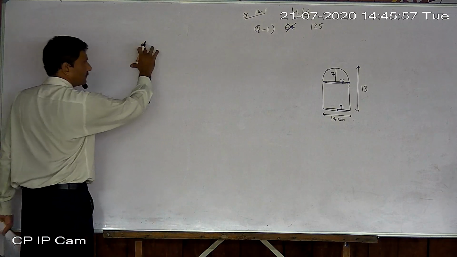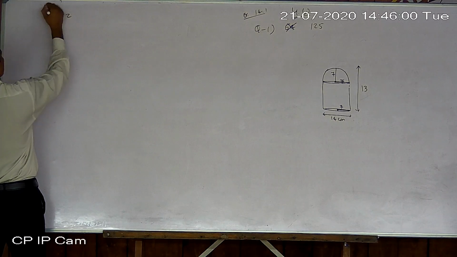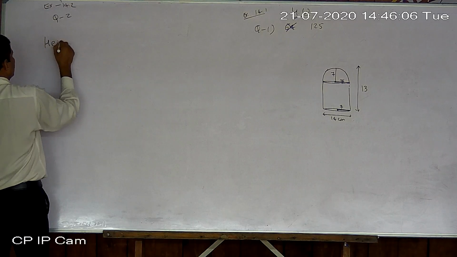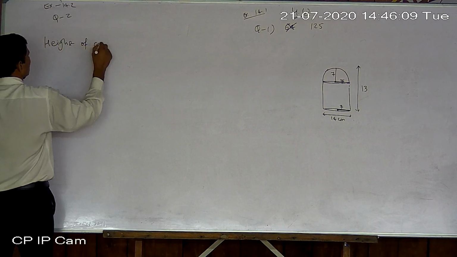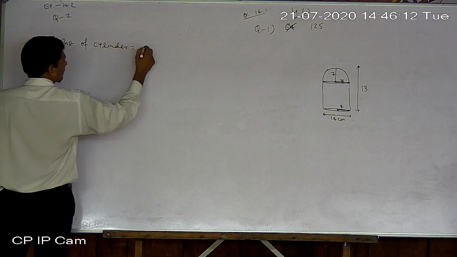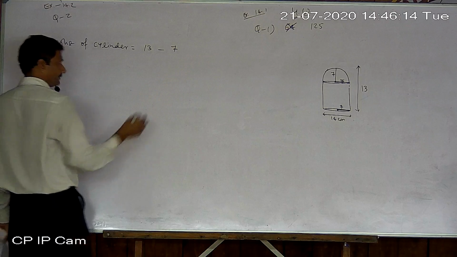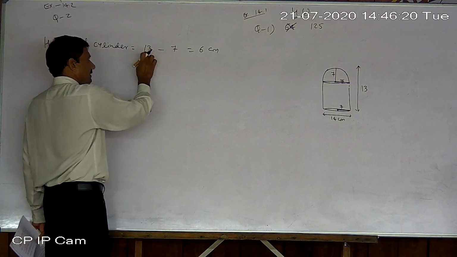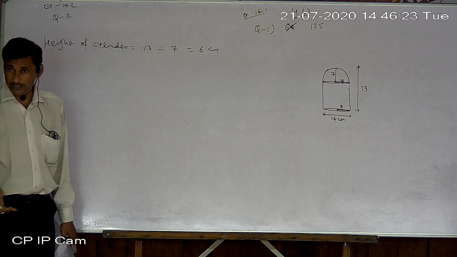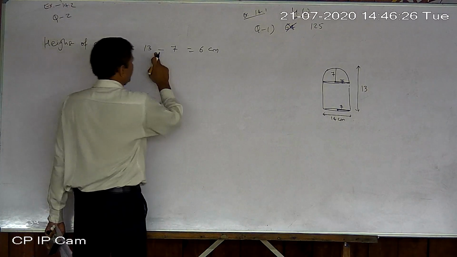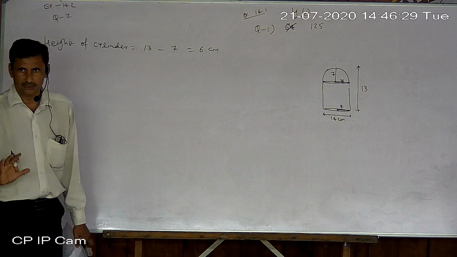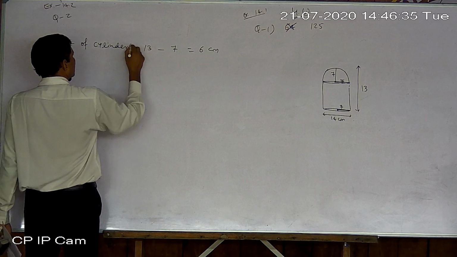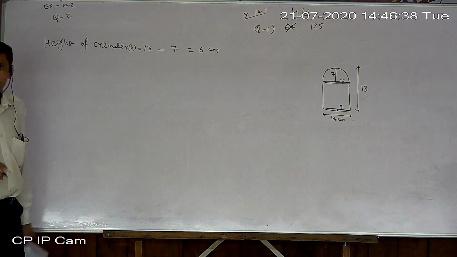So first of all I have to write question number 2 of 14.1. Where does that height of the cylinder come from? Write down: height of cylinder equal to 13 minus 7 equal to 6 centimeters. If you want to clarify, you can write this type of words here also: total height minus radius, or height of hemisphere. But there is no need to clarify all these things. Now we have everything. You can write the symbol also, h.